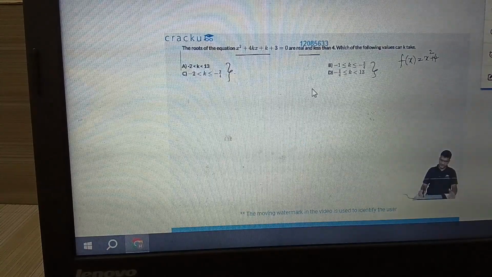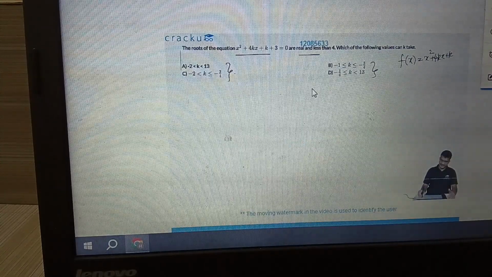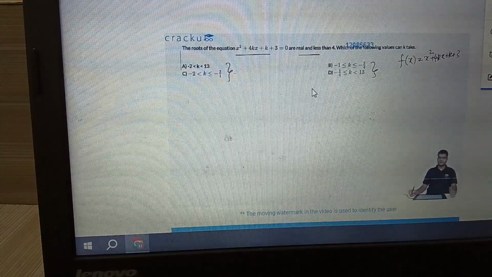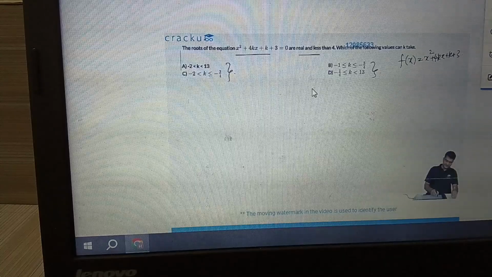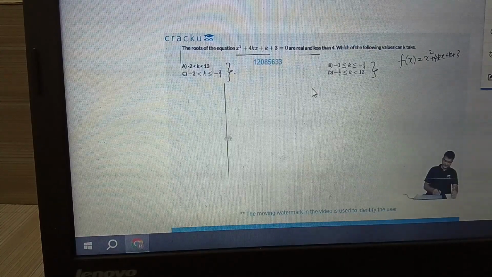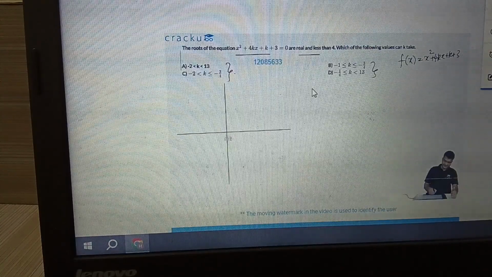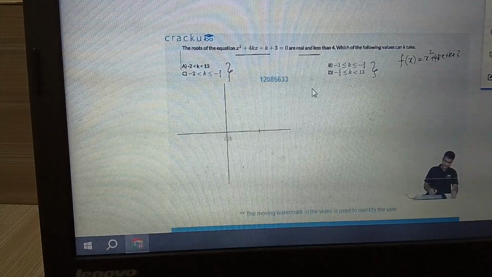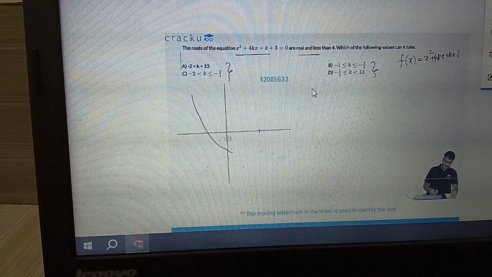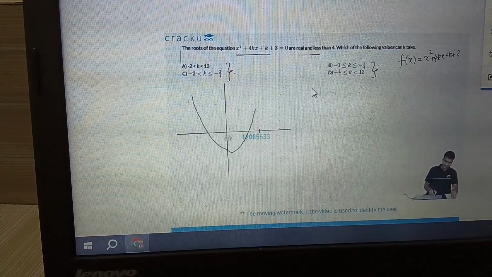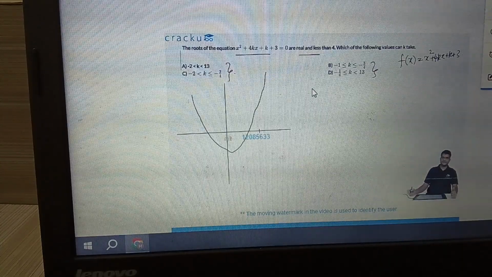Now, if you are given a function f of x, which is of the form x square plus 4kx plus k plus 3, and if you are told that both the roots of this quadratic equation are less than 4, then the curve will look something like this. This is the y-axis and this is the x-axis. This is say x is equal to 4. Then the quadratic equation will look something like this, where it will achieve its minimum point before 4 and will again rise above the x-axis.